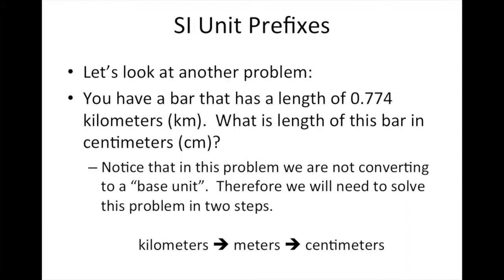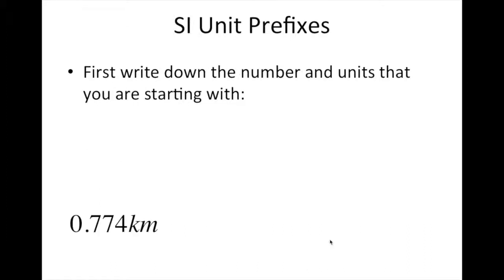What I'm going to do, I can convert my kilometers into meters because I know that conversion, and then I can convert meters into centimeters because I know that conversion. So I'm going to do this problem in 2 steps. But I want to use that same approach that I was telling you before. First thing I want to do is put down the number that I am given that I want to start with. 0.774 kilometers, that's the length of the bar. And my strategy told me that I want to convert that first into meters.